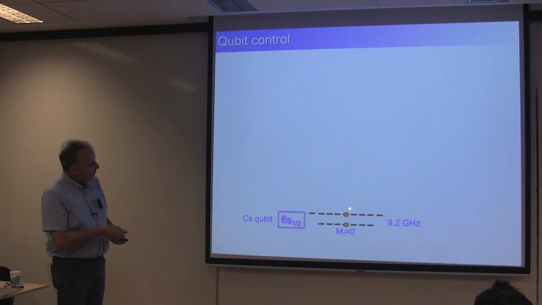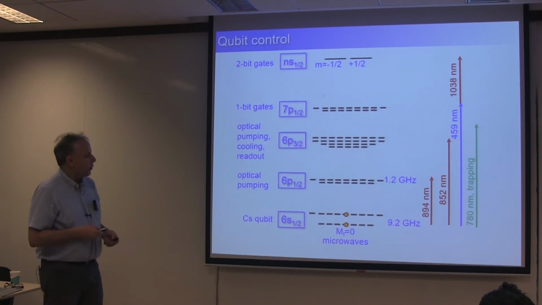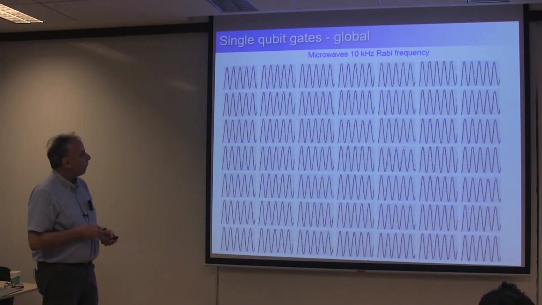So our qubits are encoded in the clock states, m equals 0 states of cesium, 9 gigahertz splitting, and then we have a variety of lasers for optical pumping and cooling and readout and 1-bit gates and 2-bit gates. So a lot of different laser colors go into these experiments.